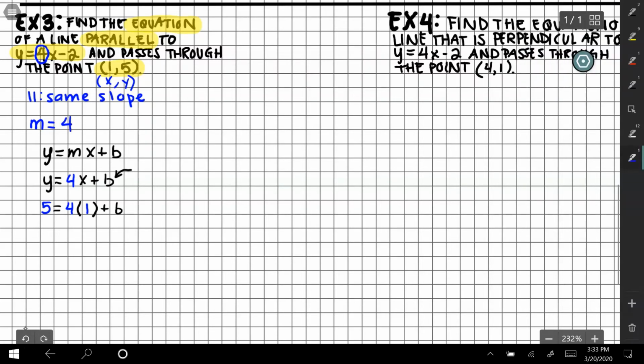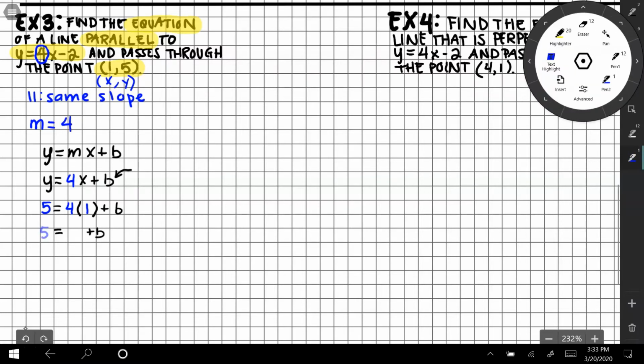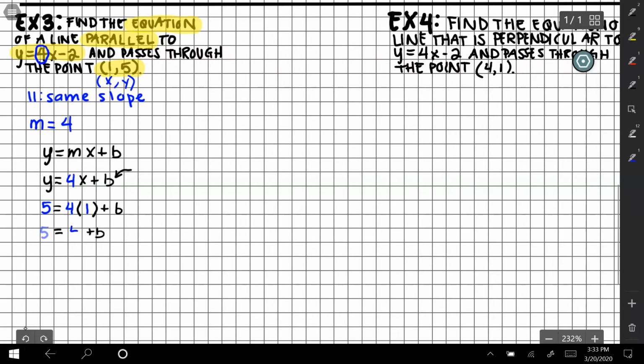Alright, so I'm going to multiply this out first. I'm going to bring everything else down. So I have equals plus b, and I'm going to bring down my 5. So 4 times 1 is 4. And now I only have one variable, so I can solve for b.